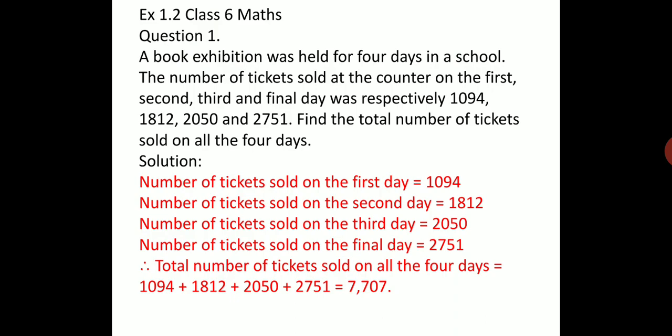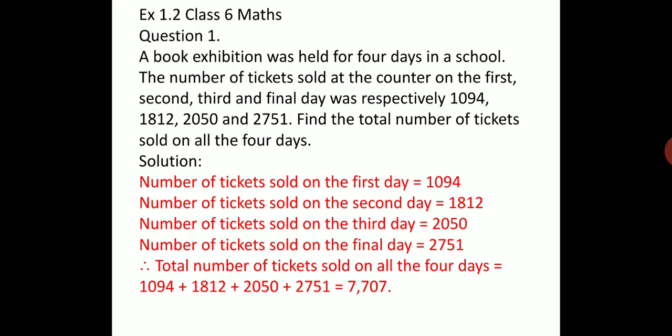Next slide you can see, now I am going to start exercise 1.2 question number 1. A book exhibition was held for 4 days in a school. The number of tickets sold at the counter on the first, second, third and the final day was respectively 1094, 1812, 2050 and 2751. Find the total number of tickets sold in all the 4 days.